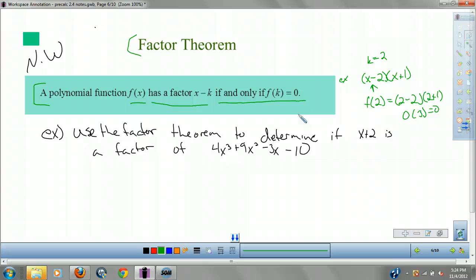This is very much similar to the remainder theorem. I'll give you guys a second to write.